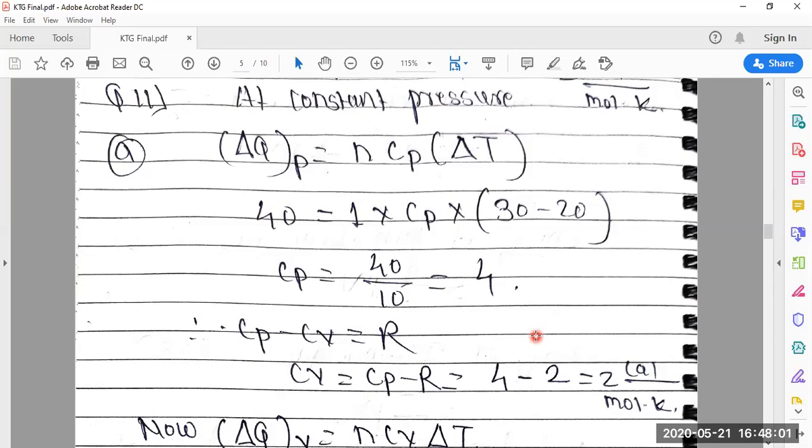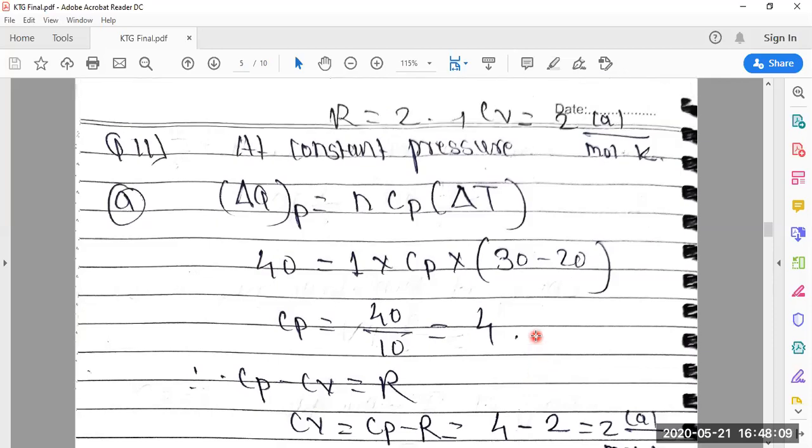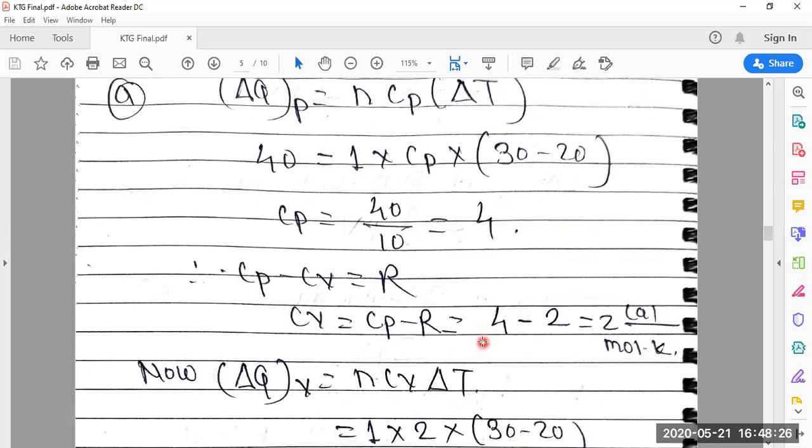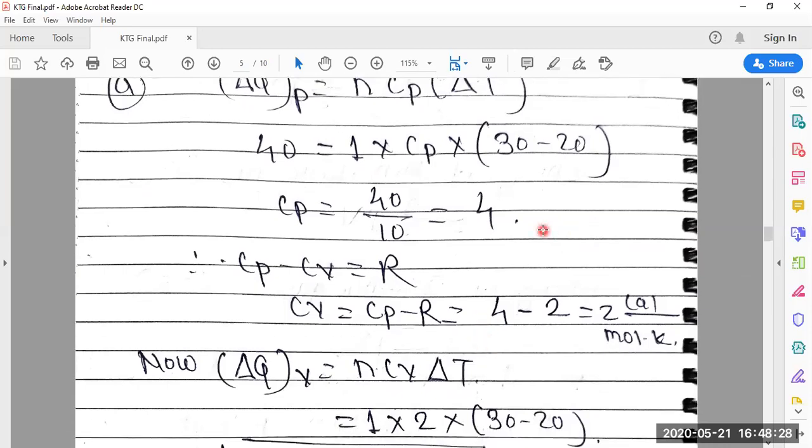In the last case, the required heat is given and the condition is at constant pressure. So what is the first condition? At constant pressure, the amount of heat is 40 calorie, the number of moles is 1. So we can calculate Cp. The change in temperature is 30 minus 20. So we get Cp is equal to 40 upon 10, which is equal to 4. Specific heat at constant pressure is equal to 4.